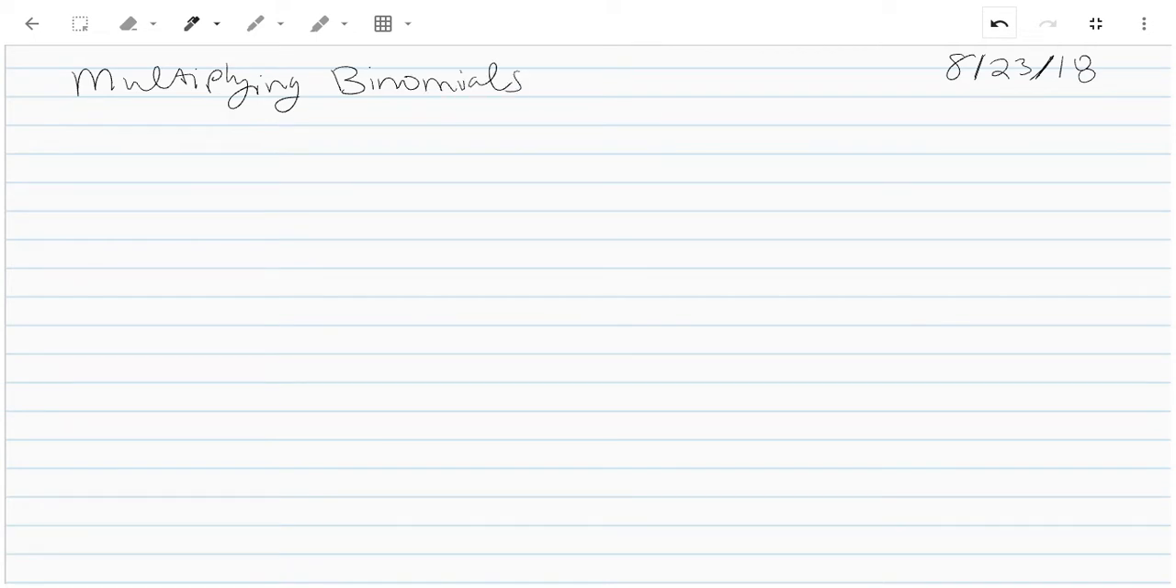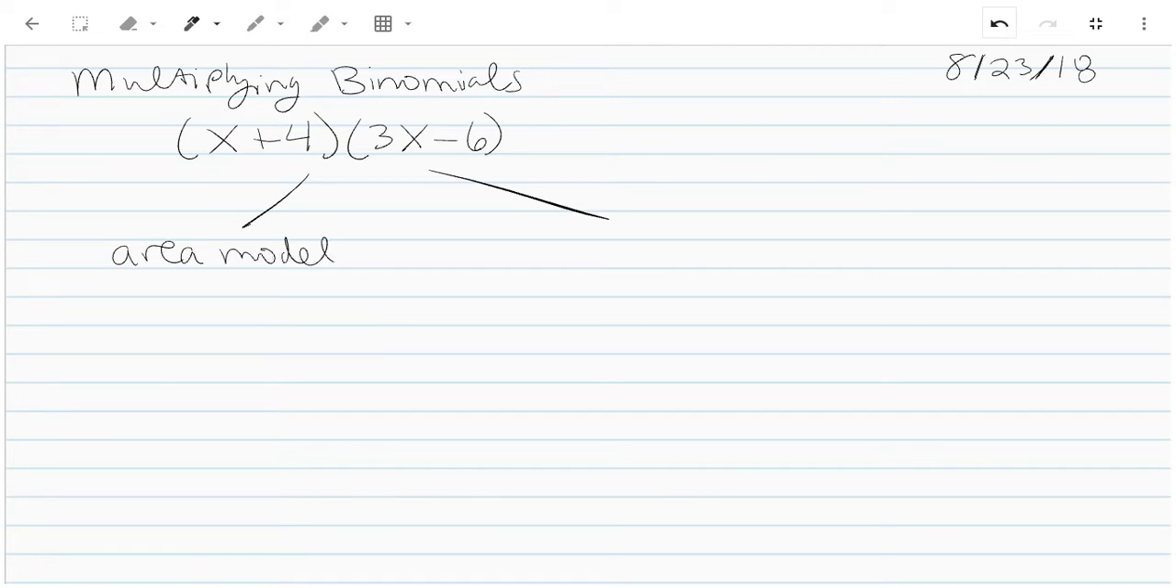And we're going to multiply binomials that would look like this, like x plus 4 times like 3x minus 6. And you're going to have to learn how to multiply those. And maybe you already know, there's two methods we're going to learn, focusing mainly on using the area model because you're going to love that when it comes to doing a lot of stuff at the end of the semester. And then there's this thing that you might have heard before called FOIL, and I'll show you how to do that, but not yet. We're going to focus on the area model today.